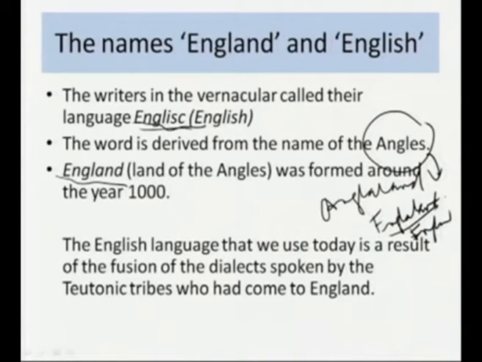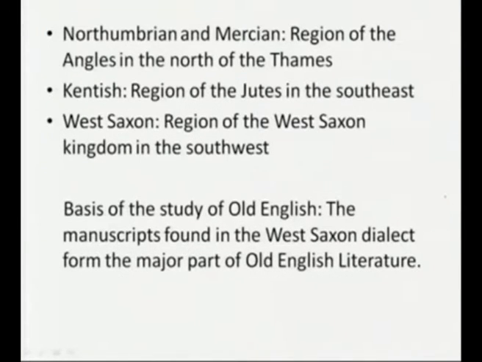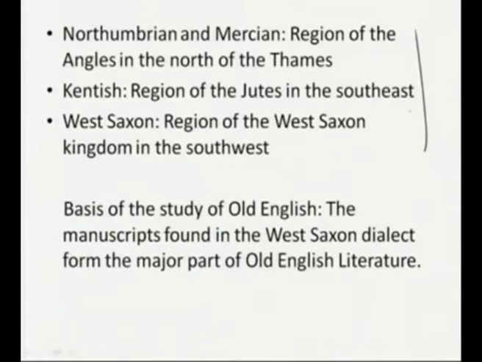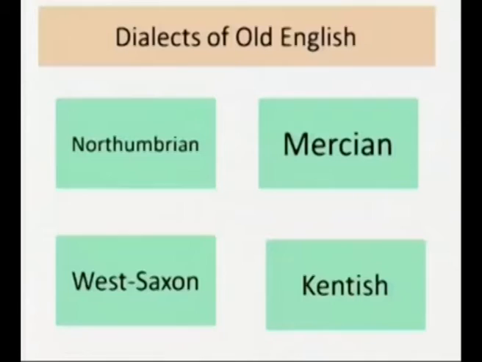We know there is a Latin influence, the Celtic influence, and the coming in of the Anglo-Saxons. The basis of the study of Old English, which we are going to look at a little later, are the manuscripts that have been found in the West Saxon dialect, and this forms a major part of Old English literature. A bit about the literature, you can skip this slide for now.